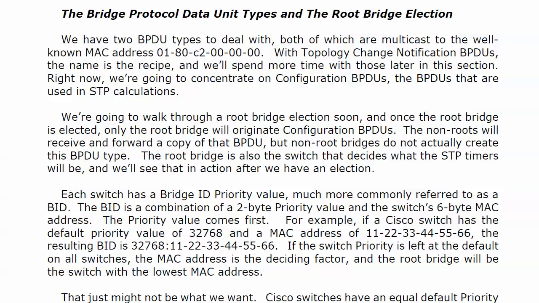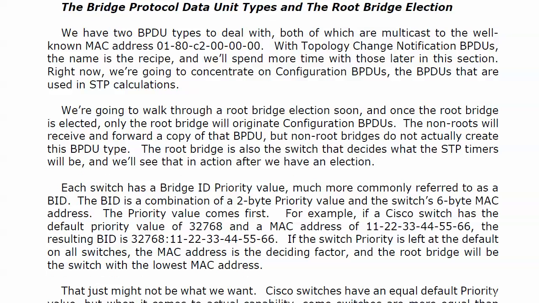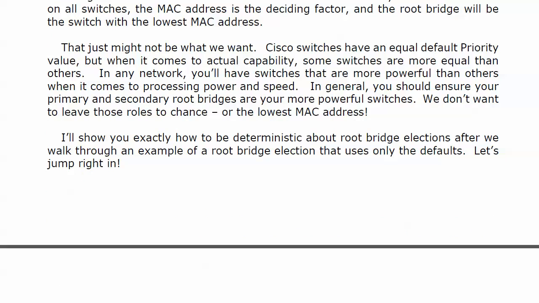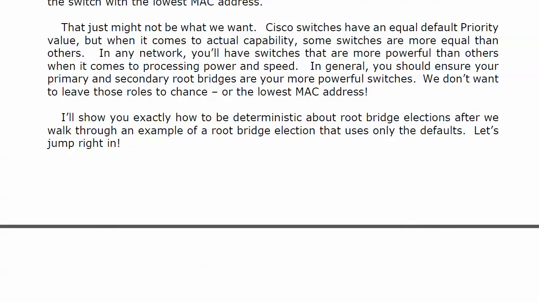So this means that if the switch priority is left at the default on all of our switches, as it sometimes is, the MAC address is actually the deciding factor in which one of our switches is going to become the root. And the root bridge will be the switch with the lowest MAC address. Remember, on auction sites, the highest bid wins, but on Cisco switches, when it comes to the root bridge election, the lowest BID wins.